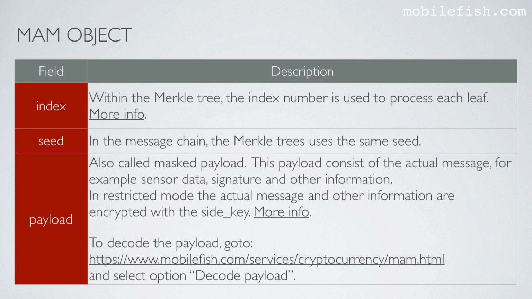Seed. In the message chain, the Merkle trees use the same seed. Payload, also called masked payload. This payload consists of the actual message, for example sensor data, signature and other information. In restricted mode, the actual message and other information are encrypted with the side key.